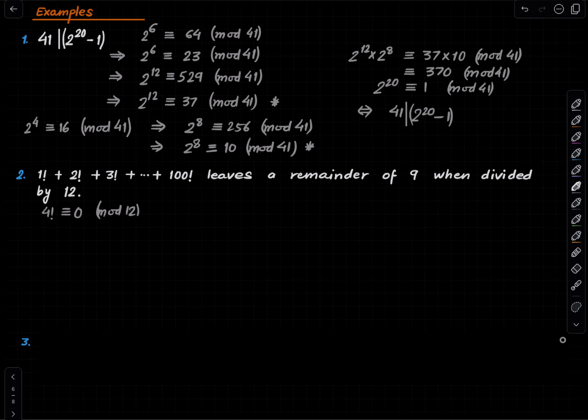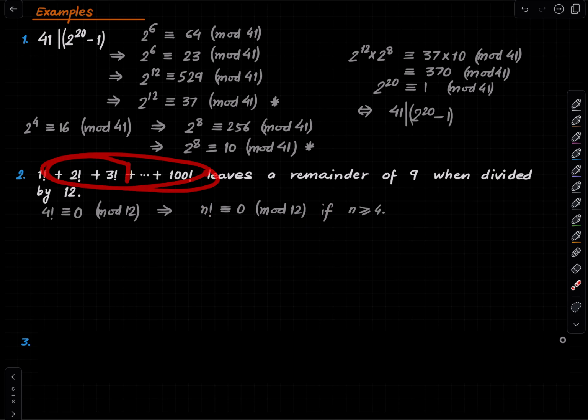And in fact, this implies that n factorial is divisible by 12 if n is at least 4. Because 5 factorial already has 4 factorial contained in it. So if 12 divides this, 12 will of course divide that, and so on. So for n greater than or equal to 4, this holds. So when you're taking this modulo 12, you can forget about everything that comes after.